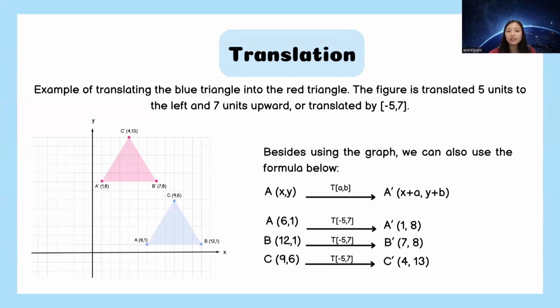So the translation is T(-5, 7). Let's look at point A (6, 1). Using the formula, x becomes 6 minus 5 equals 1. Y becomes 1 plus 7 equals 8. So the new coordinate is A' (1, 8). Now, students, try to calculate point B by yourself first before looking at the answer.